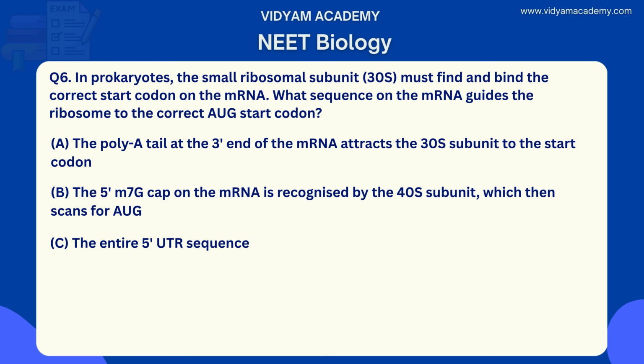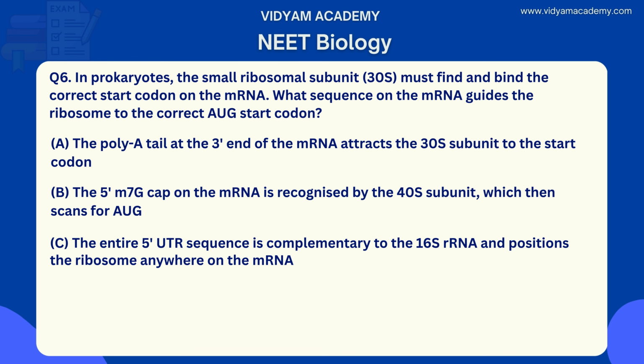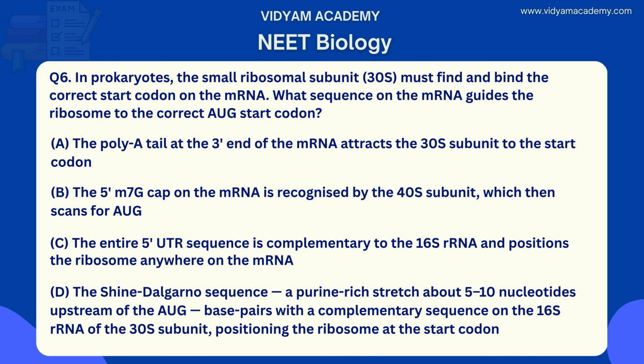Option C. The entire 5' UTR sequence is complementary to the 16S rRNA and positions the ribosome anywhere on the mRNA. Option D. The Shine-Dalgarno sequence is purine-rich, situated about 5 to 10 nucleotides upstream of the AUG, and base pairs with a complementary sequence on the 16S rRNA of the 30S subunit, positioning the ribosome at the start codon. What is the right answer?